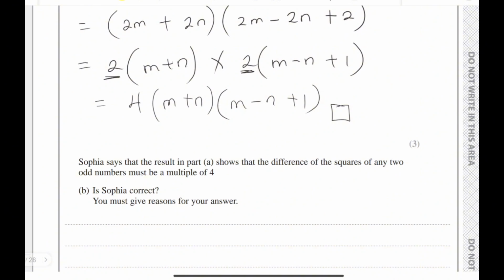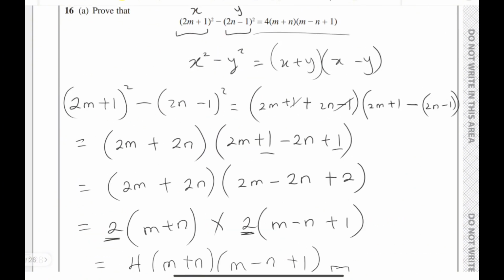Sophia says that the result in part A shows that the difference of two squares of any two odd numbers must be a multiple of 4. Is Sophia correct? Give a reason for your answer. The difference of two squares of any two odd numbers. So let's see.